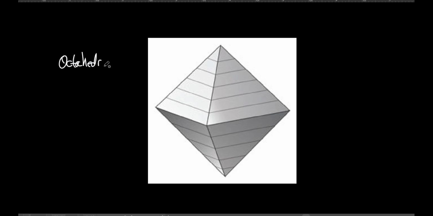octahedron. Don't pack up. Hey, why are we packing up? No packing up. No packing up. Everybody look up here.